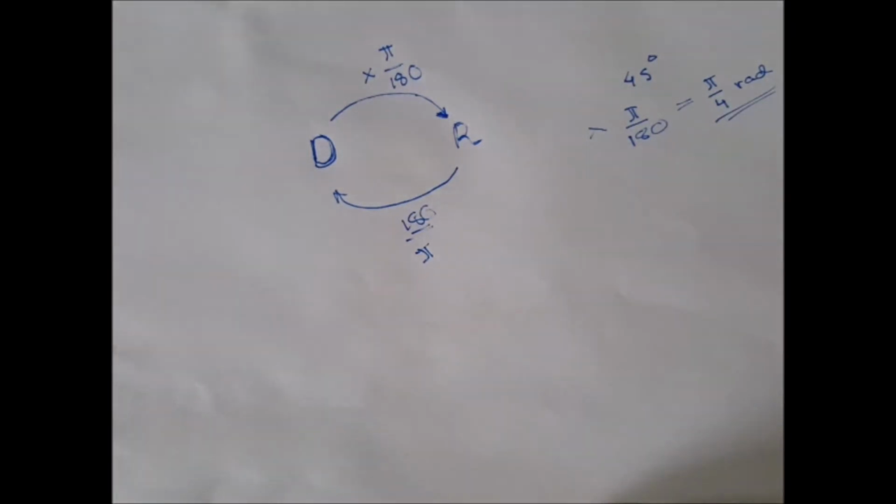Now, you might be wondering why we have this really abstract number pi in our calculations, because here we have degrees and here we have pi. If we want to understand that, we have to actually learn what a radian is. By definition, a radian is an angle where the radius equals the length of the arc.